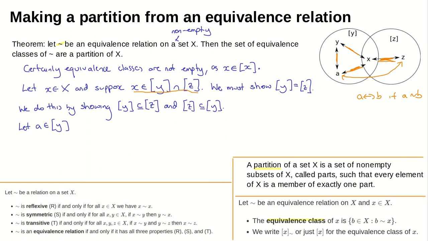So let's try and write this argument down. Now we've seen how it works in a picture, let's try and write it down. We chose an element A of the equivalence class of y. So what we get is A is related to y. We also know, because x is an element of the equivalence class of y, that x is related to y, and so by symmetry y is related to x.